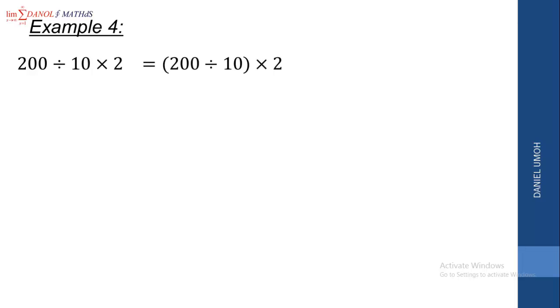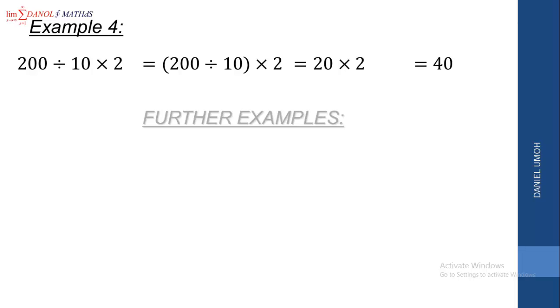We have to solve that one first, right? Then multiply by 2. So 200 divided by 10 gives us what? 20. And of course, we now multiply by that 2 to have 20 times 2, and that gives us what? 40. That's the answer for that. Okay, let's solve some further examples.